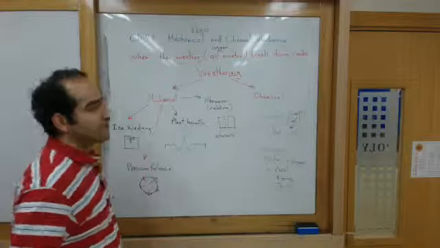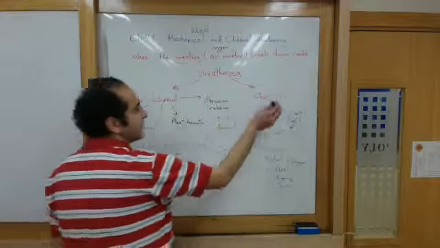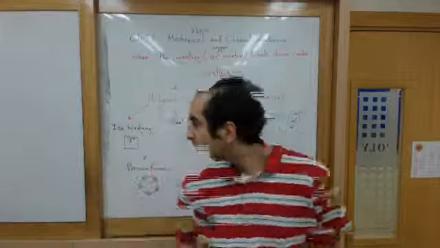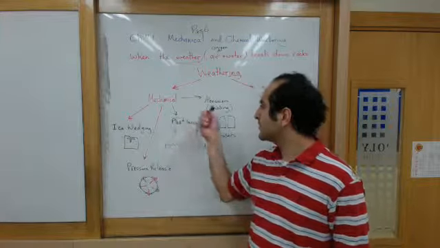So weathering, there are two types of weathering. There's mechanical weathering and chemical weathering. Let's talk about mechanical weathering first. Now, mechanical weathering, there can be 4 different kinds of mechanical weathering.